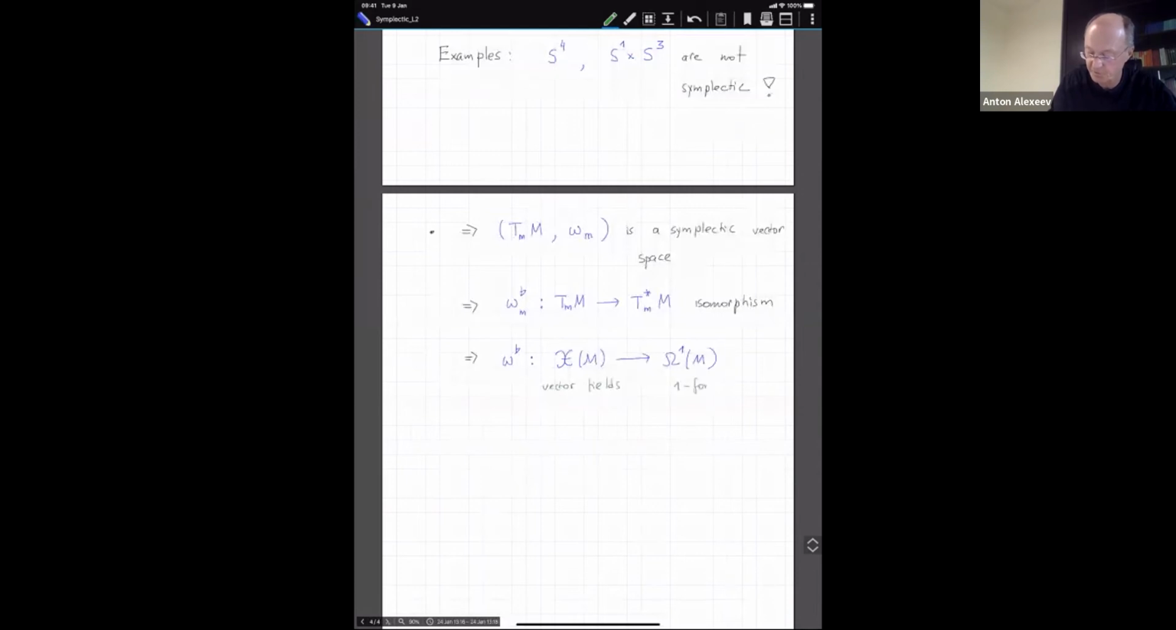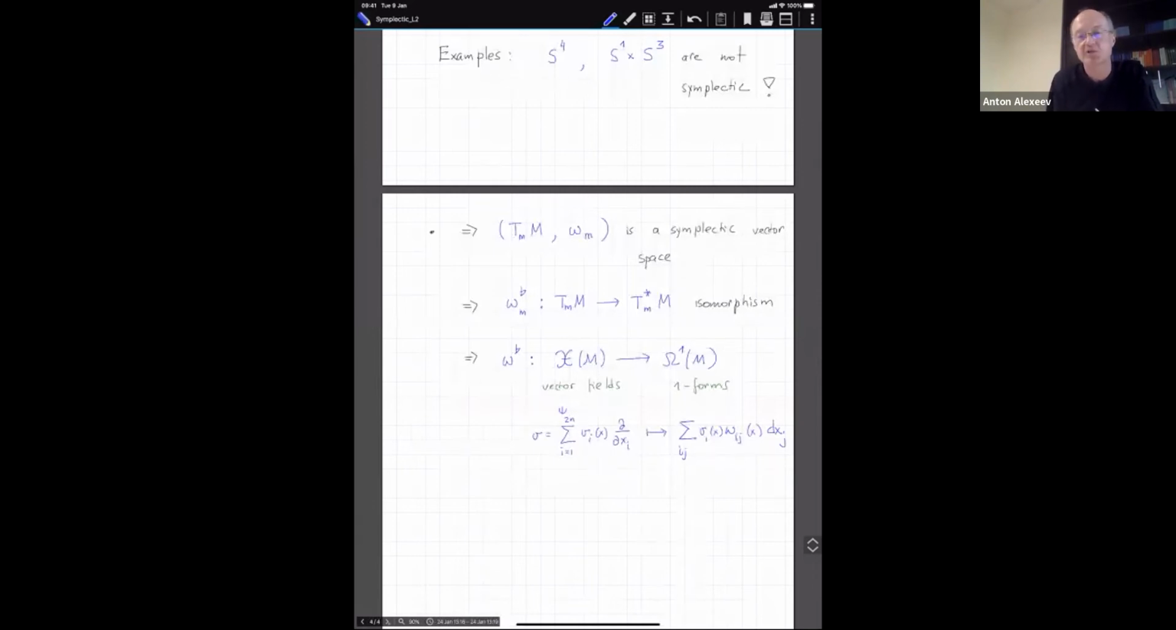And these are one forms. And how does it work in a particular coordinate chart? Here we have a vector field V, which is a sum to n of v_i(x) ∂/∂x_i. And where is it mapped? It's mapped to the following gadget: v_i(x) omega_ij(x) dx_j.